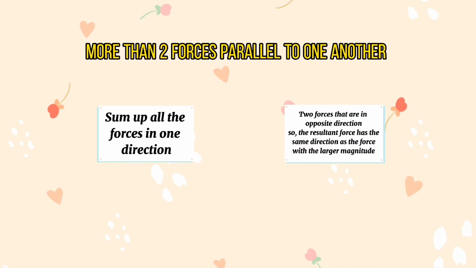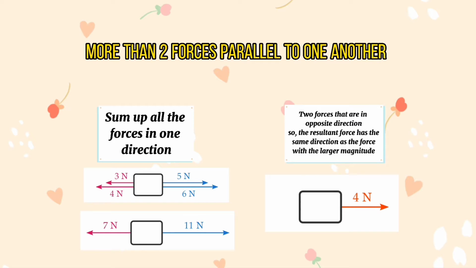Lastly, more than two forces parallel to one another. To find the resultant force in this case, we first sum up all the forces that go in one direction, and then all the forces that go in the other direction, which is 5 Newton plus 6 Newton equal to 11 Newton, and 3 Newton plus 4 Newton equal to 7 Newton.